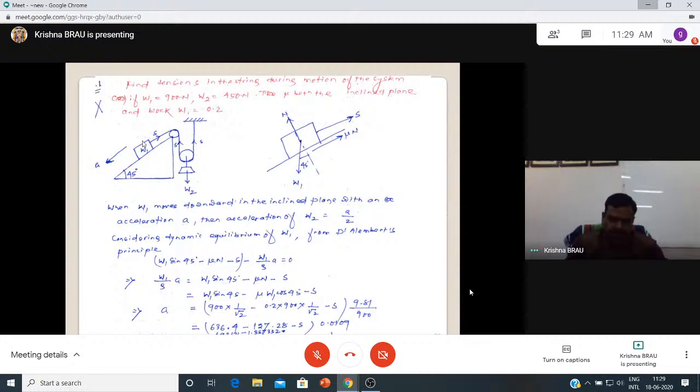draw a free body diagram of this block. Normal reaction upwards, weight acting downwards. Whether it is moving up or down, that we have to decide. Now here, compared with weight W2, W1 is higher, 900. Assume all the forces as static, there is no dynamic; then it is moving.